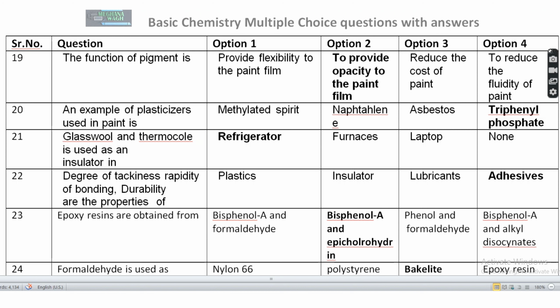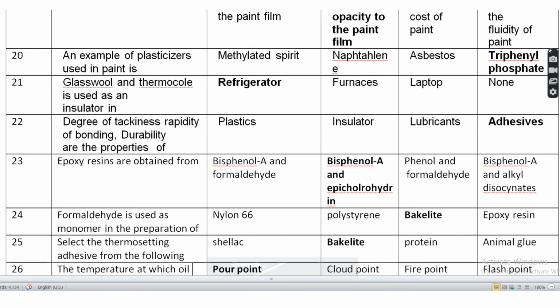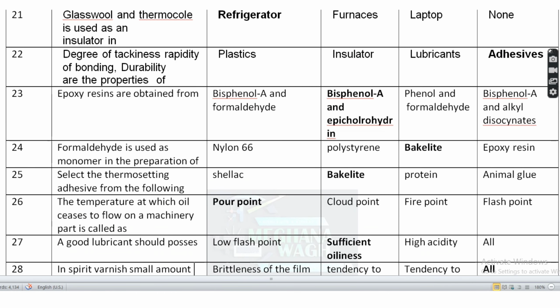Then epoxy resins are formed from which of the following? Two monomers are given, and the second option is correct, that is bisphenol A and epichlorohydrin. These two monomers are used to form epoxy resin. Then question number 24: formaldehyde is used as a monomer in the preparation of what? In the preparation of bakelite, phenol and formaldehyde are both used as monomers.